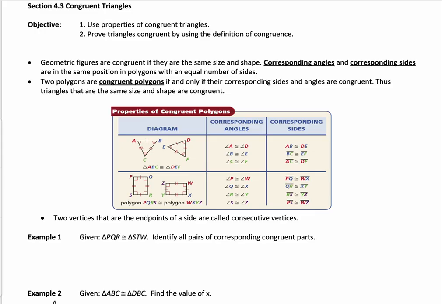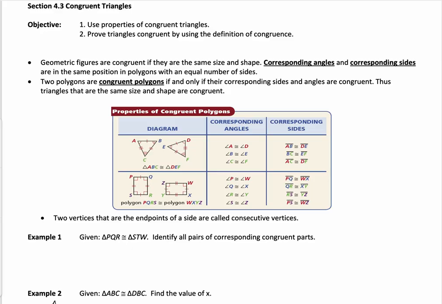All right, everybody. Today we're going to look at section 4.3, which deals with congruent triangles. So far, when we've talked about the word congruent, we've only talked about segments and angles, right? Two segments are congruent if they have the same length, and two angles are congruent if they have the same angle measure.